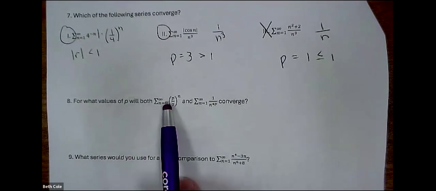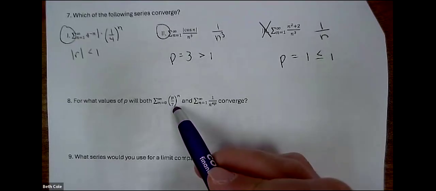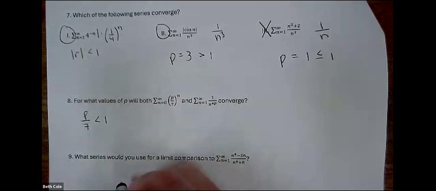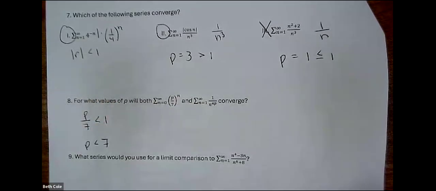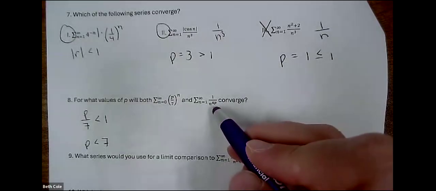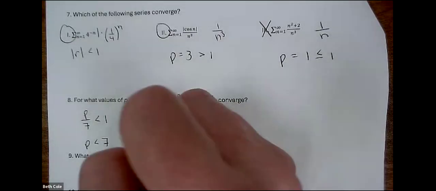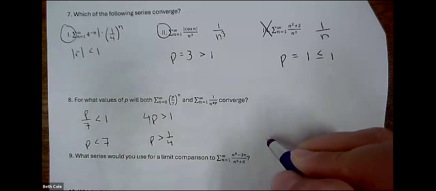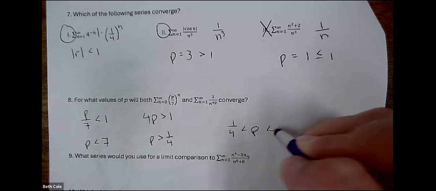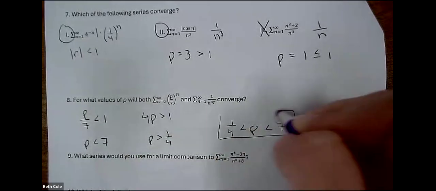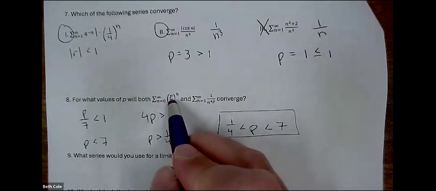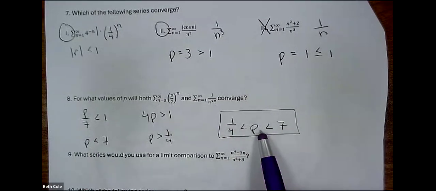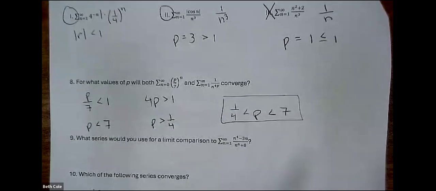All right, for what values of p will both of these converge? This one is geometric, so I want that p over 7 to be smaller than 1. P is going to have to be smaller than 7. This one is a p-series, so it's the opposite. We want this 4p to be bigger than 1. So p is bigger than 1/4. So if you put those together, p has to be in between 1/4 and 7. So again, this one was geometric. That means smaller than 1. This one's a p-series. That means bigger than 1. We just want them both to be true at the same time.